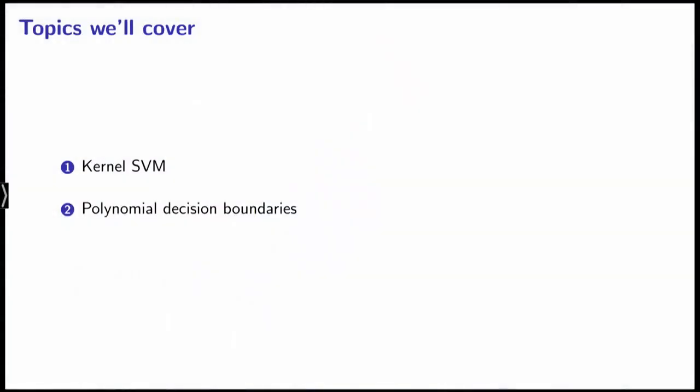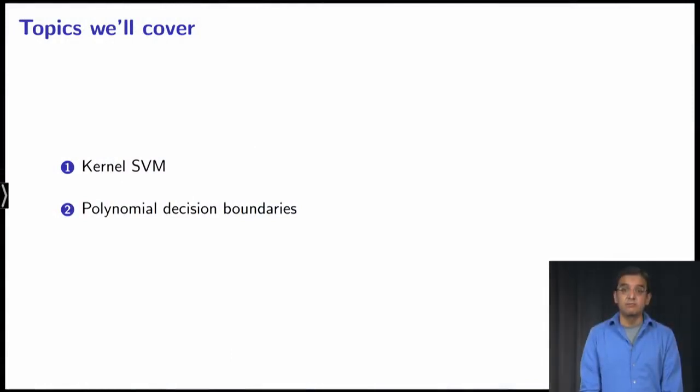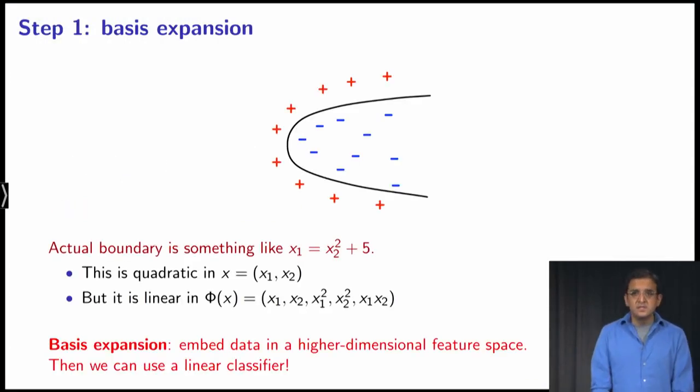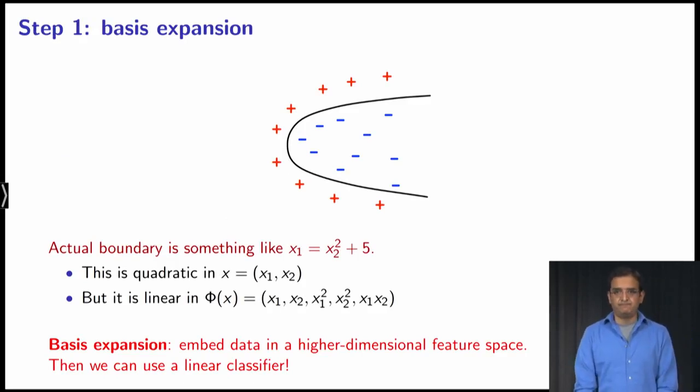So our first order of business will be to kernelize the support vector machine. And then we'll go ahead and see how we can get polynomial decision boundaries. So let's begin with a quick recap. In the past couple of lectures, we've been looking at the problem of learning a quadratic decision boundary using simple methods for linear classification. There are two tricks that we've used so far.